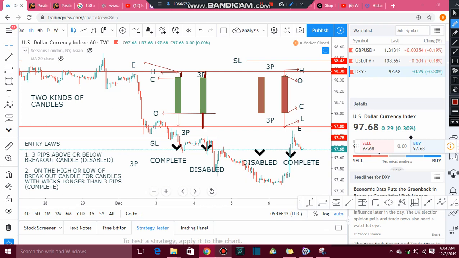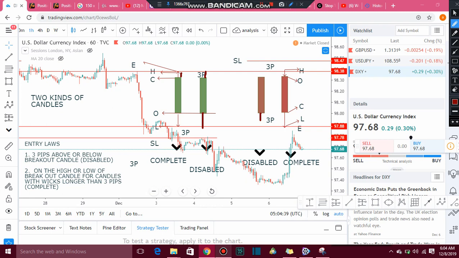Now we're talking about the disabled candle. In this scenario, it has to be 3 pips underneath your bearish candle. That's for the disabled. For the complete candle, the candle that has a wick, you measure the wick, and if the wick is up to 3 pips, you place it just below the wick.